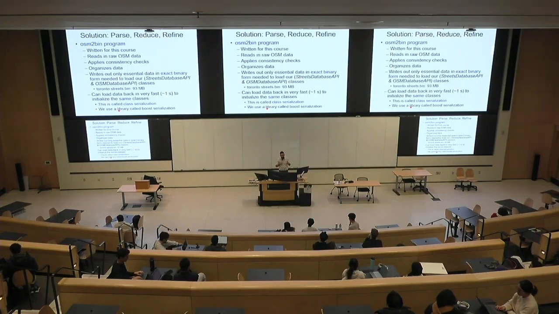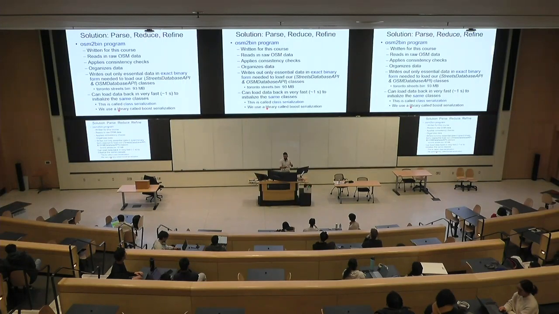A binary file is a file of ones and zeros, so you probably won't be able to read it. It's not human readable, but it can be loaded through 2 of the APIs that we provide you. I'm going to talk about them in a bit. One is called the Street Database API, and the other is the OSM Database API. Both of these APIs are going to be your friend for the rest of the semester. And it's much smaller in size. Now the file size is decreased from over 1 gigabyte to only 93 megabytes. 93 megabytes is very good to work with because now we can load it in around 1 second in memory to initialize the same classes.